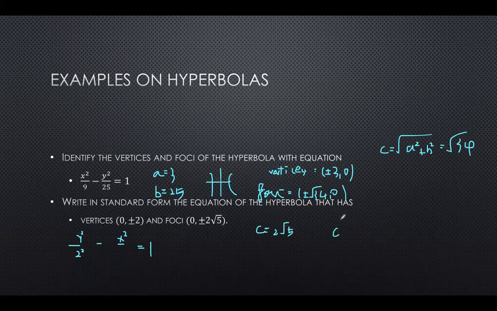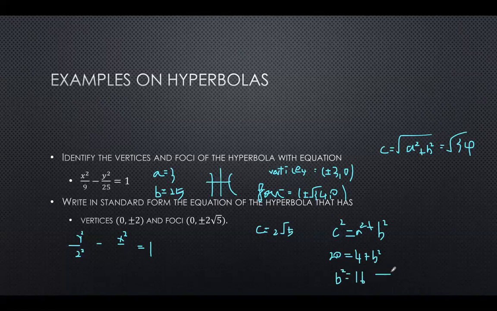Because C squared is equal to A squared plus B squared, you just solve for B squared. So C squared is 20, A squared is 4, plus B squared. So that means B squared has to be 16, so B is 4. Okay, this is x squared divided by 16.